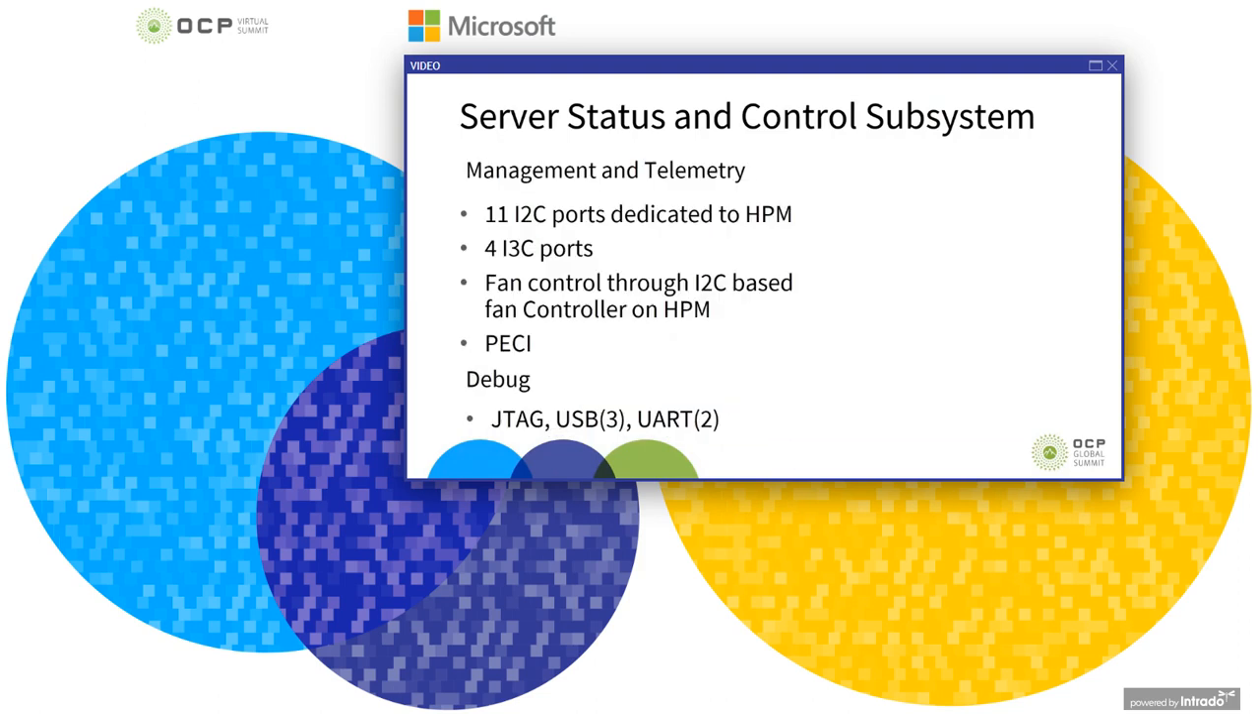Moving to the management and telemetry signals, we support a total of 11 I2C buses and 4 I3C buses on the DCSCI. These buses are fully dedicated to the HPM and not shared with the SCM. We recommend that the fan control be done through an I2C based fan controller on the HPM in order to avoid cabling to the SCM. We also support PECI as a management bus for architectures that use it. For debug, we support several interfaces like JTAG, USB, and UART.